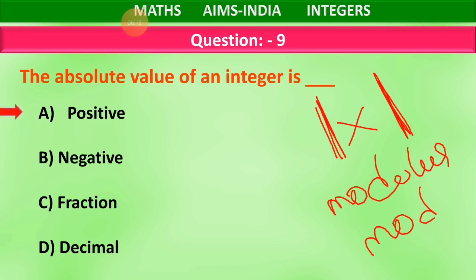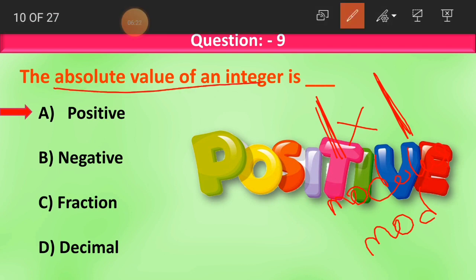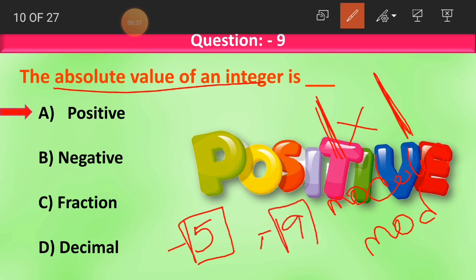Yes, very good. Option A. positive. What does the absolute value mean? Absolute value means the value of an integer without the sign, regardless of the sign. When I say minus 5, its absolute value becomes 5. When I say minus 9, its absolute value becomes 9, okay? Regardless of the sign, the value of the integer becomes the absolute value.